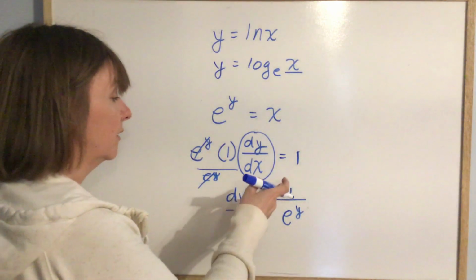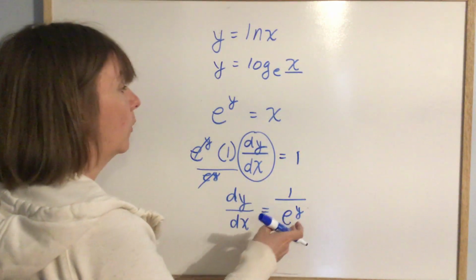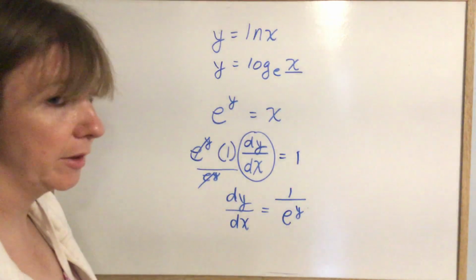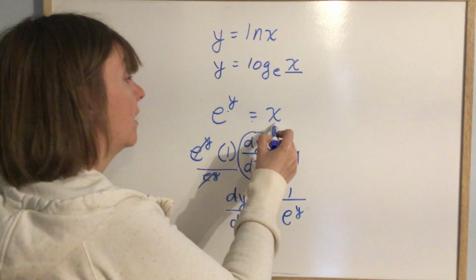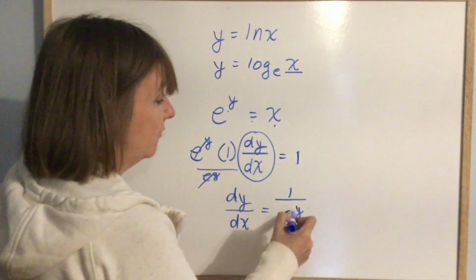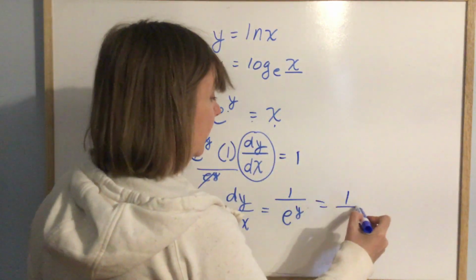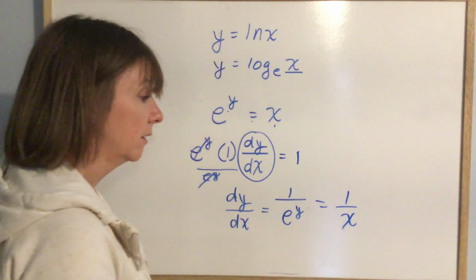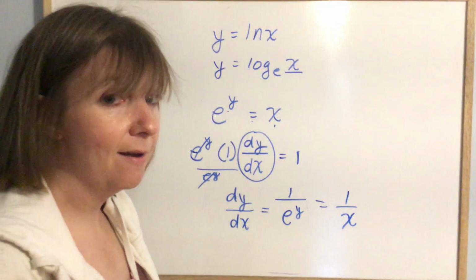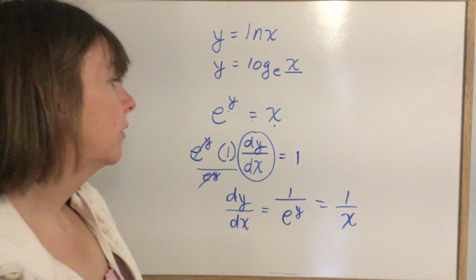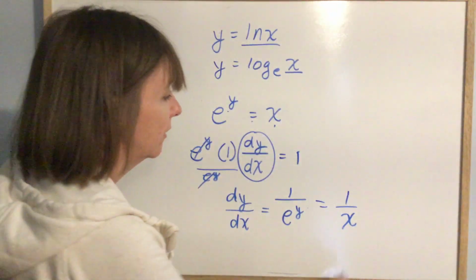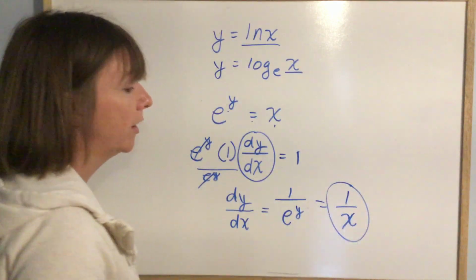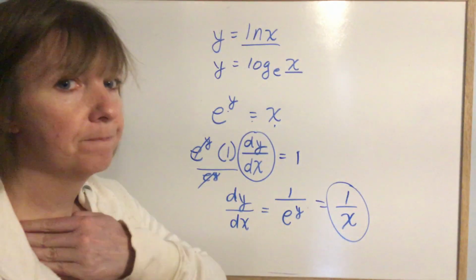So I have dy/dx is equal to 1 over e to the y. But I want you to look up here at a statement that I had. I had e to the y is x. So if I have an e to the y, actually I can replace it with an x. So the derivative of ln x is actually 1 over x.